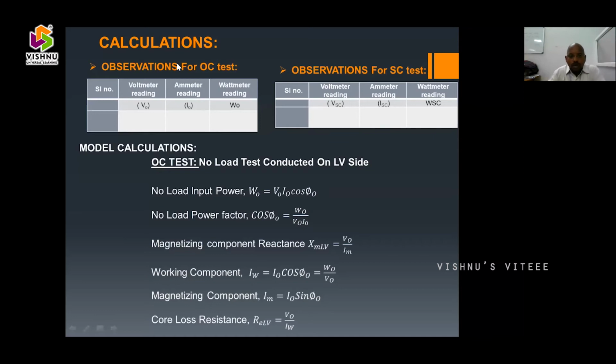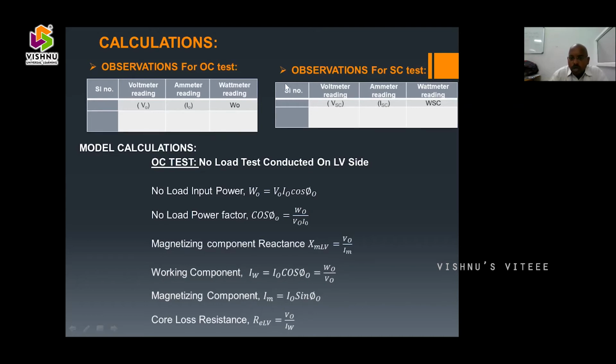In this process, the first tabular column mentioned here is observations from the OC test. From the OC test, we get the no load voltage V naught, no load current I naught and wattmeter reading W naught. The wattmeter reading W naught under the open circuit test is completely the iron losses, or constant loss, of the transformer winding. The second tabular column is observations from the short circuit test.